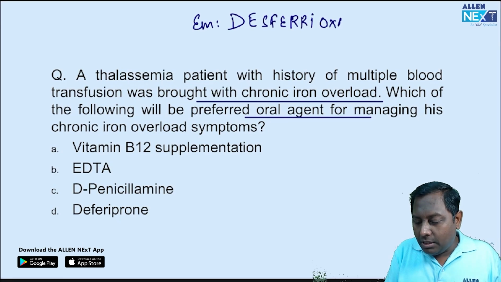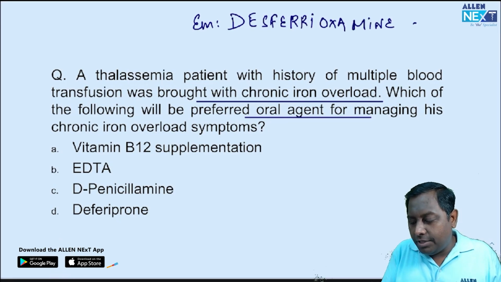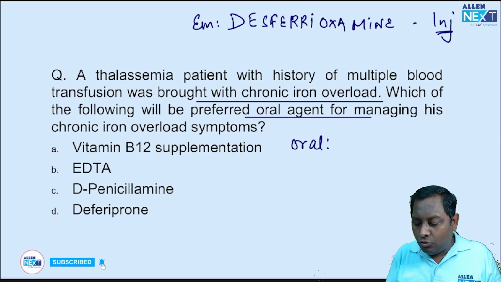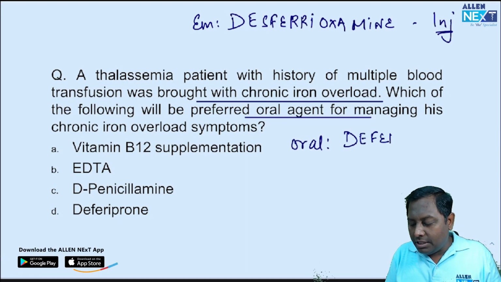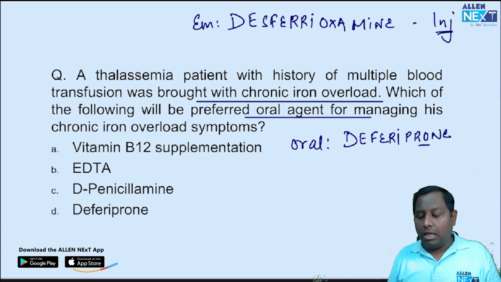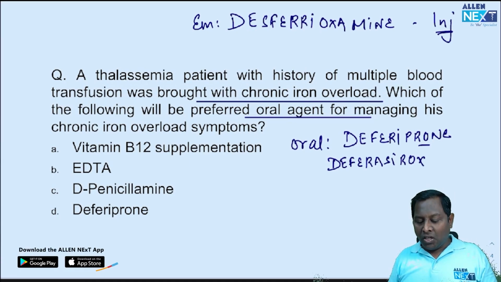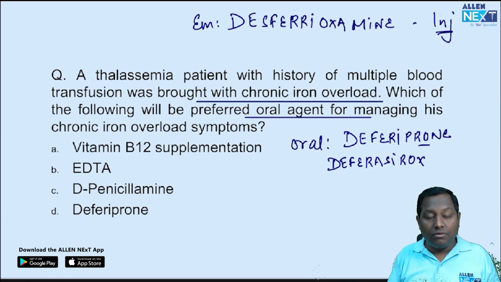Now desferrioxamine, what is the route of desferrioxamine? It's an injectable agent. Now, if they ask you about an oral agent, we have two important oral agents. One is deferiprone, that is oral, and the other one is known as deferasirox. These two agents are oral agents. So deferiprone will be the preferred agent.